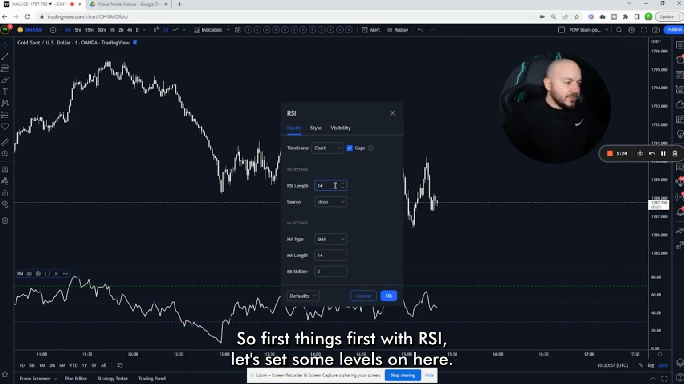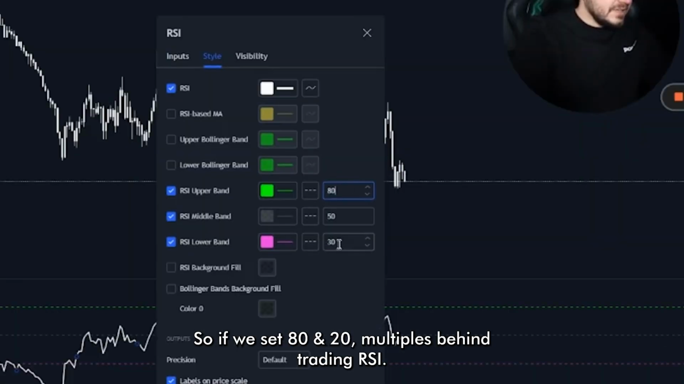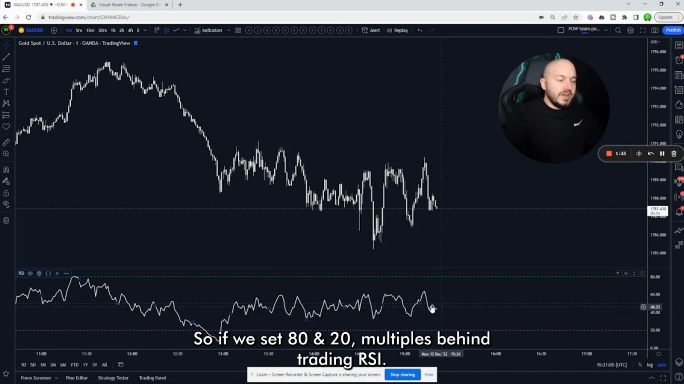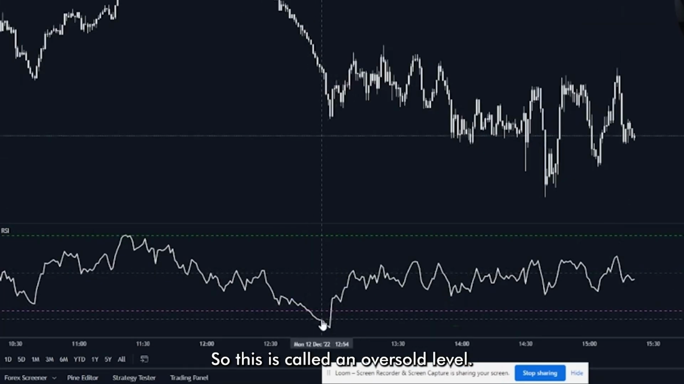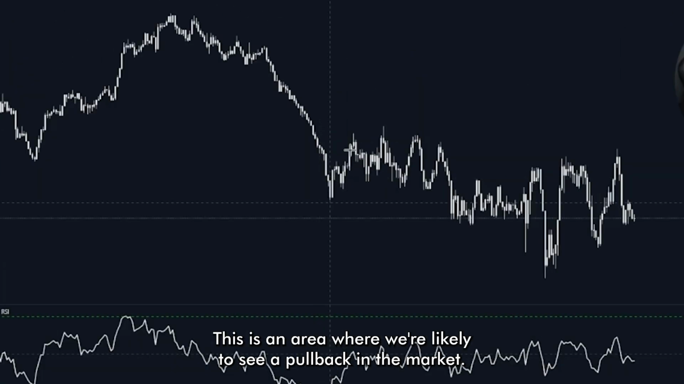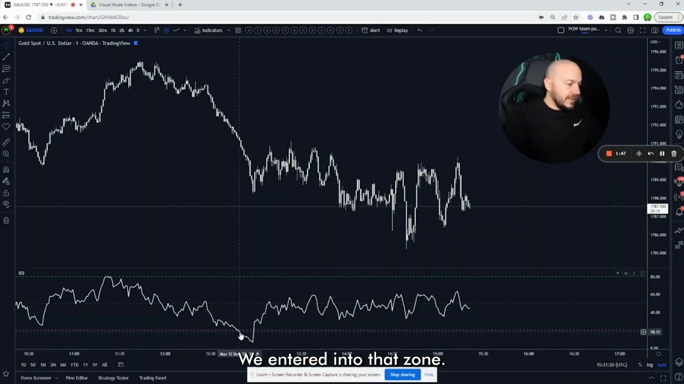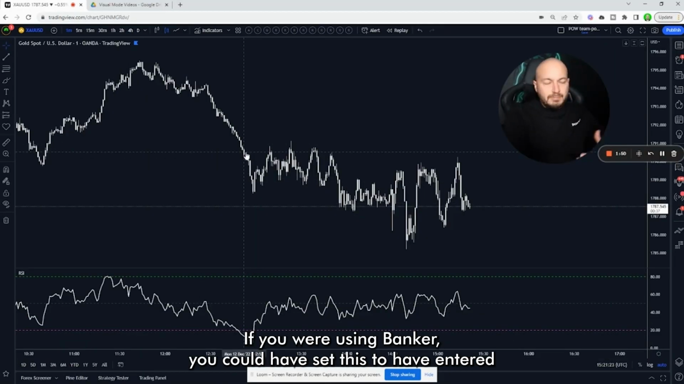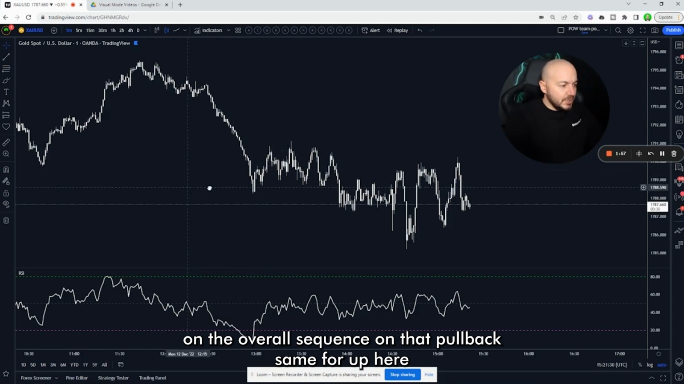So first things first with RSI, let's set some levels on here. If we set 80 and 20, the principle behind trading RSI normally is that as soon as we enter these regions, this is called an oversold level. This is an area where we're likely to see a pullback in the market. And as you can see here, we did. At 12.50 here, we entered into that zone. If you were using Banker, you could have set this to enter a few positions in this downward move and then close in profit on the overall sequence on that pullback.